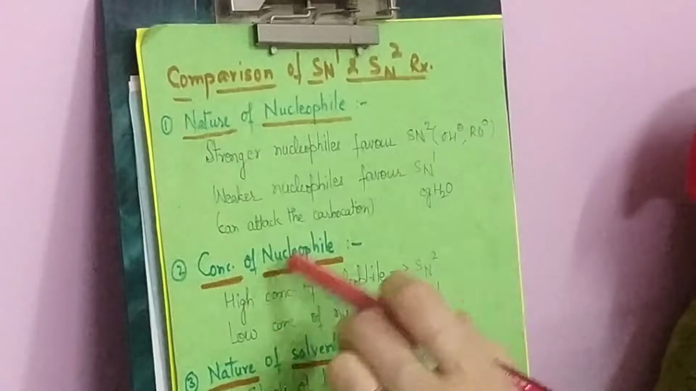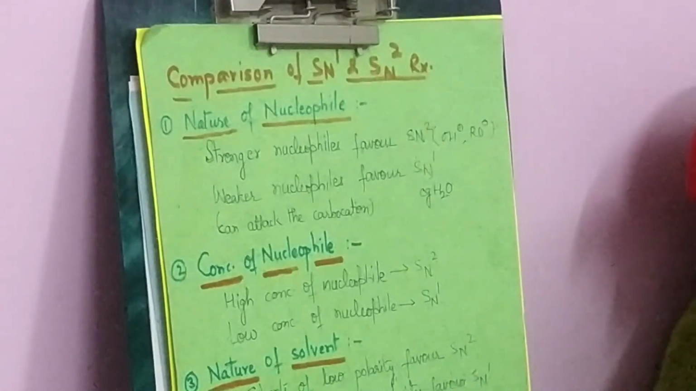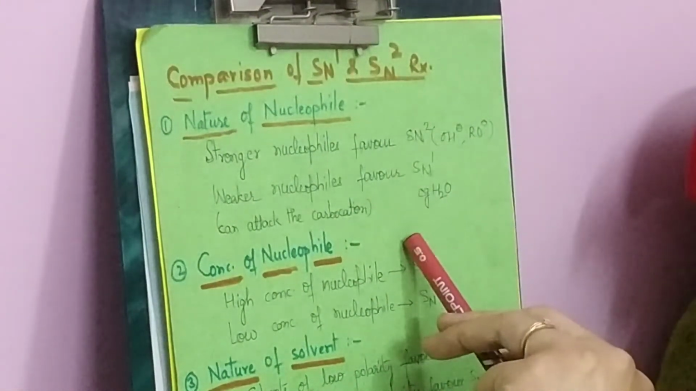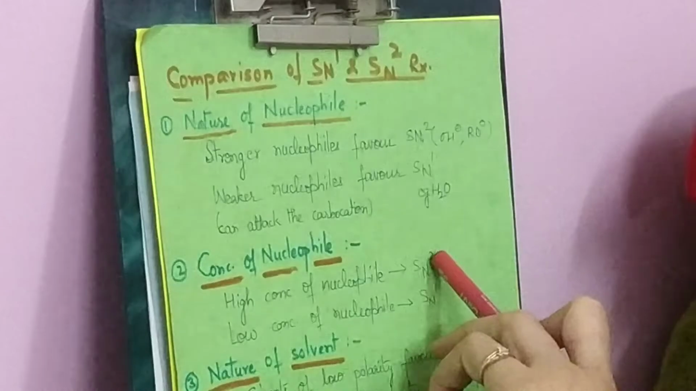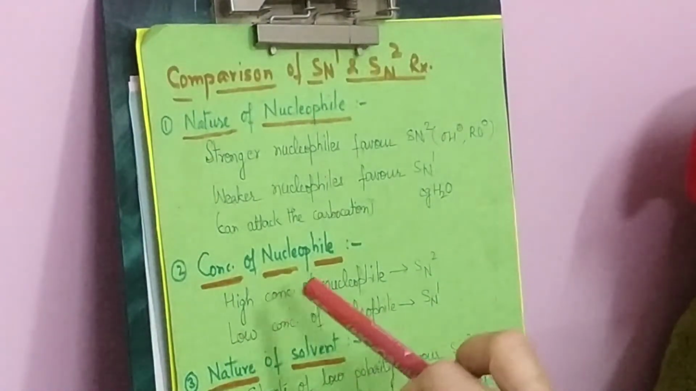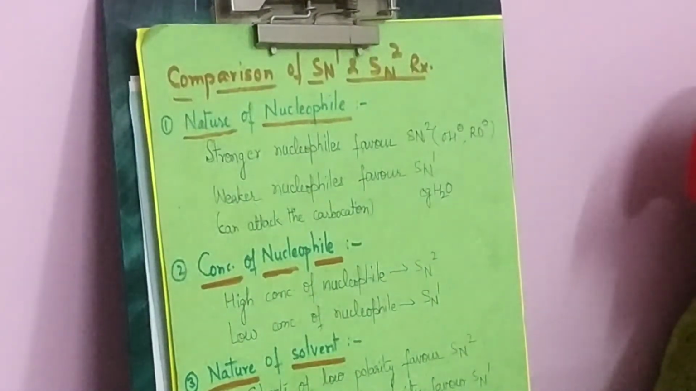However, if the nucleophile is weak, then it will not be able to attack the alkyl halide as such, but it will be able to attack the alkyl halide once it's converted into a carbocation. That is, a positively charged carbocation can be attacked even by a weak nucleophile. I'm sure that you understand this, and therefore the nucleophiles which are weak, for example water, will prefer to go by SN1 mechanism rather than SN2. That is regarding the nature of nucleophile.